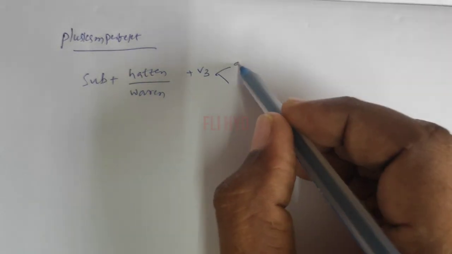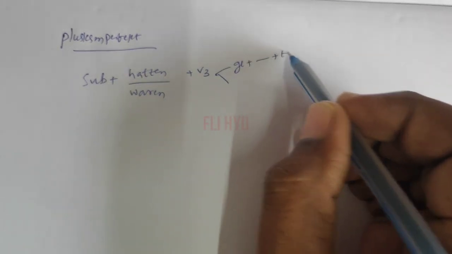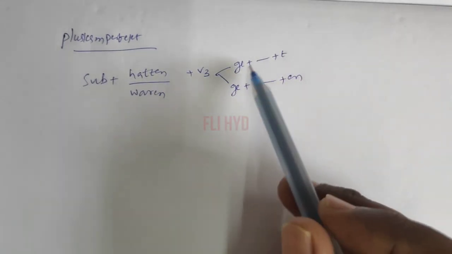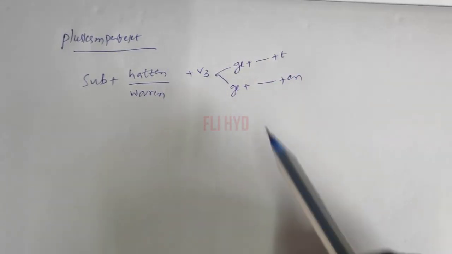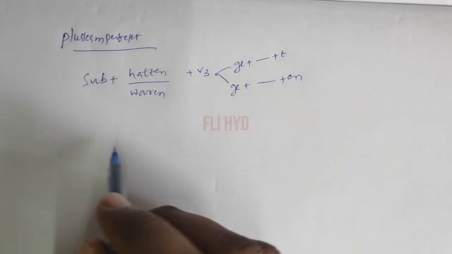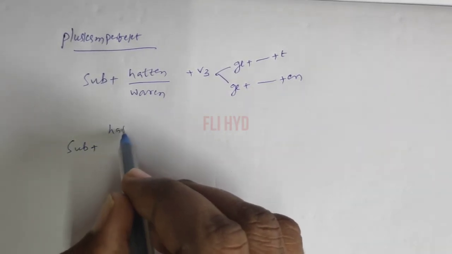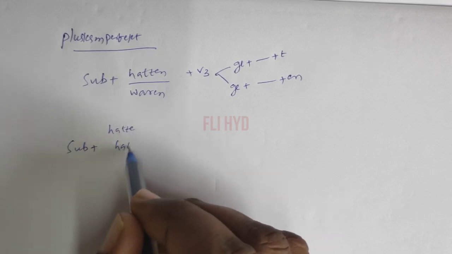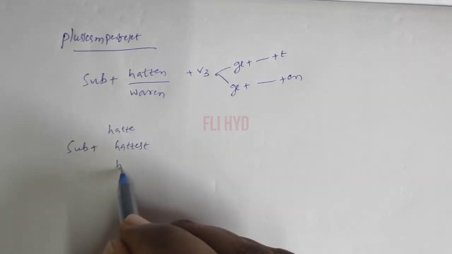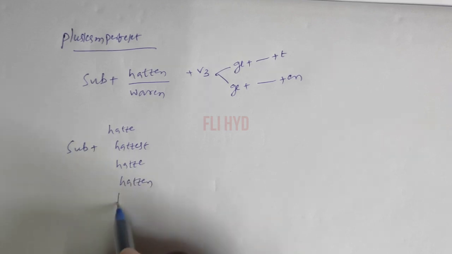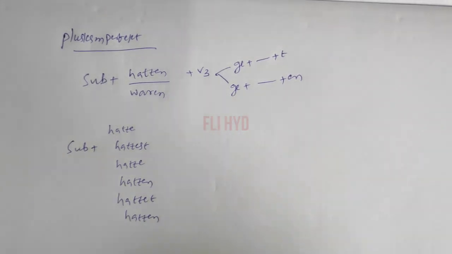We can make it in two ways: one is ge plus stem plus t and one is ge plus stem plus en. For weak verbs it is ge plus stem plus t. For strong verbs it is ge plus stem plus en. Now, subject plus the conjugation of haben in past: ich hatte, du hattest, sie/es hatte, wir hatten, ihr hattet, sie und Sie hatten, plus V3 as it is.